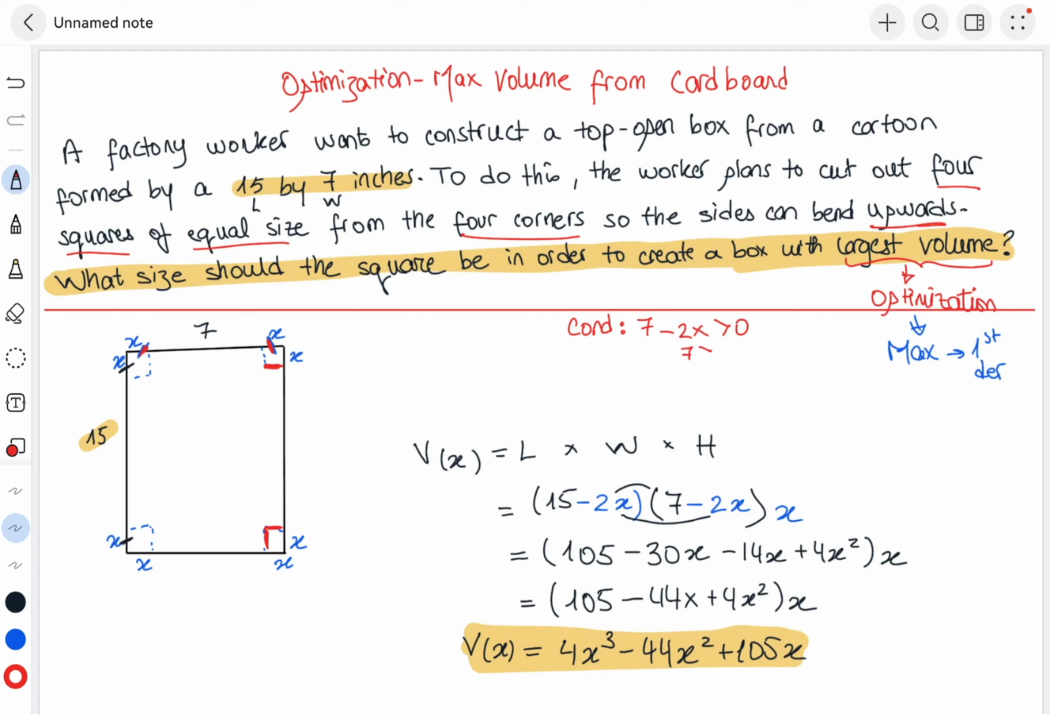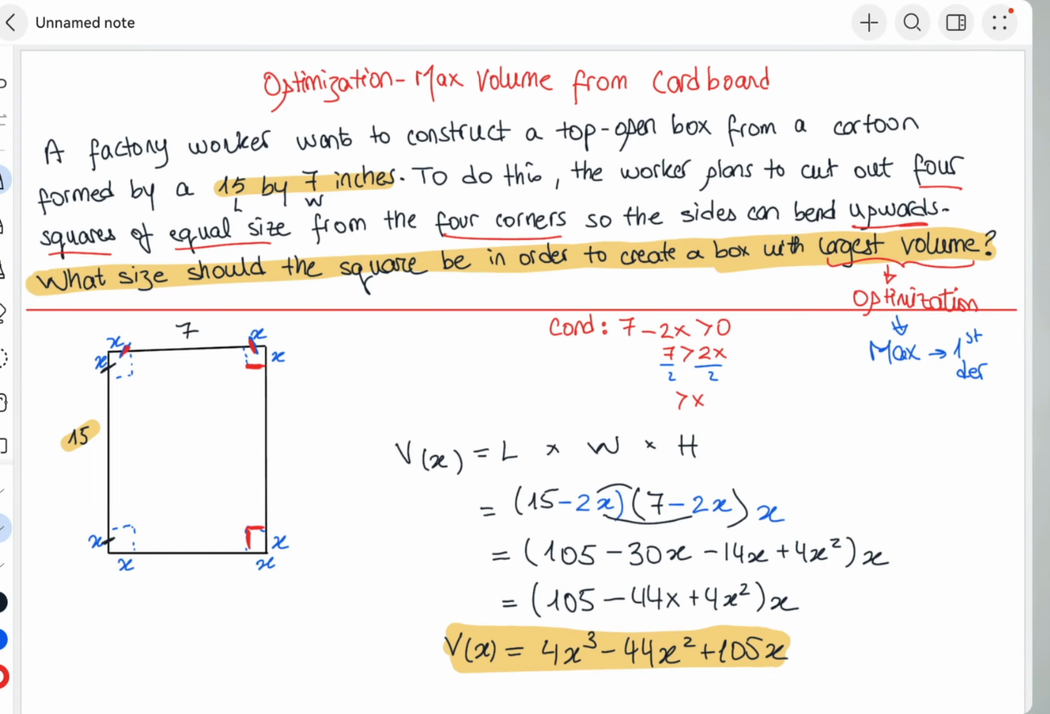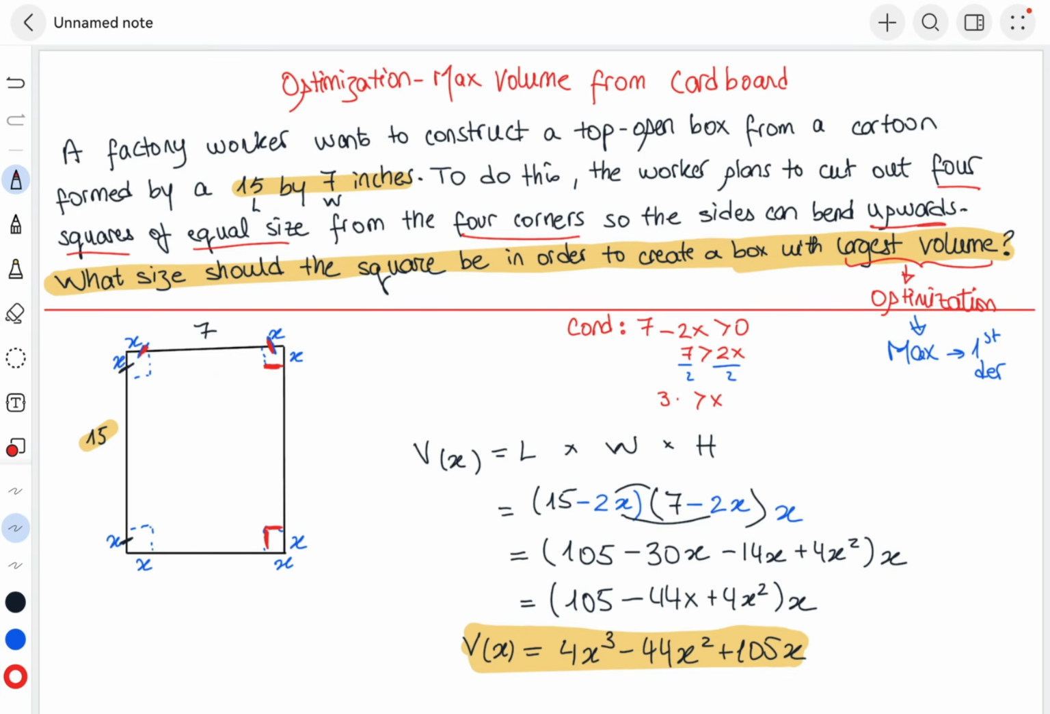So 7 will be greater than 2x. We divide by 2. Then x should be less than 7 over 2, which is 3.5. And of course, since x cannot be a negative number, it should be greater than 0. So now our condition is x should be between 0 and 3.5. Greater than 3.5 will be rejected, and less than 0 will be rejected as well.